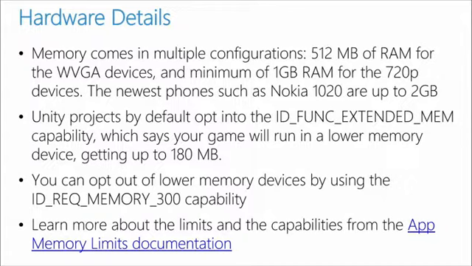So by default, you're opted into this lower memory. You can opt out of this by selecting, inside of your capabilities in your app manifest, that you require the ID_REQ_MEMORY_300 capability. Again, that's a mouthful, but what that says is you're only going to run on devices that have above 512. Correct. What else is really good about that is if you're on a device in the Windows Store and you don't have above 512 and you've set the capabilities, those users aren't even going to see your application.